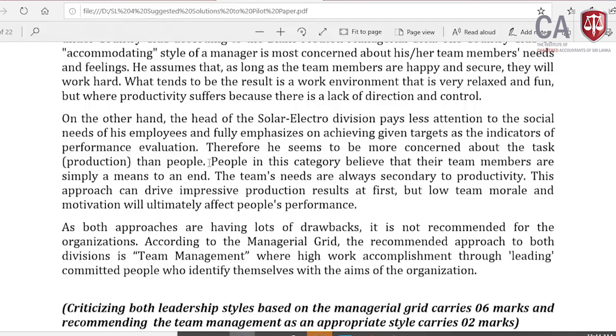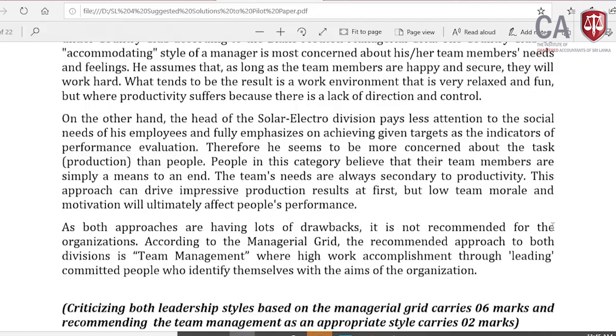People in this category believe that their team members are simply a means to an end. The team's needs are always secondary to productivity. This approach can drive impressive production results at first, but low team morale and motivation will ultimately affect people's performance.